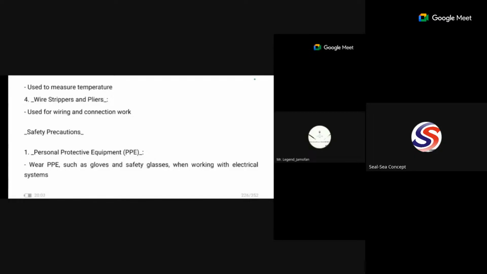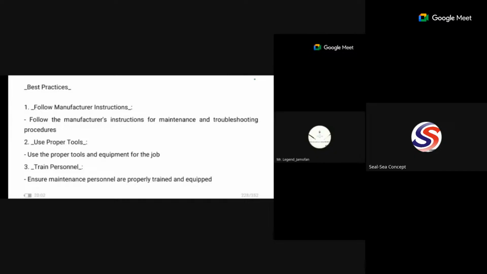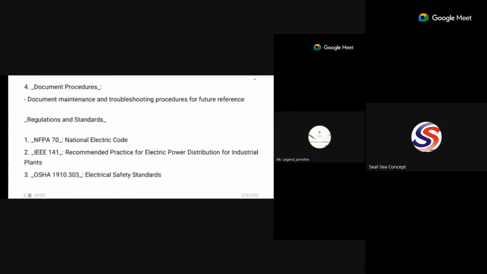What are the safety precautions? Your PPE, we have mentioned this, still remains the same. Your LOTO remains the same. Your electrical safety, like following the electrical working procedures. You have to follow the procedures. If it's a confined space entry, you must also follow it. The best practice is the manufacturer's instruction, I've made mention of this. Proper tools, the personnel should be trained, and then you must have the procedures documented.